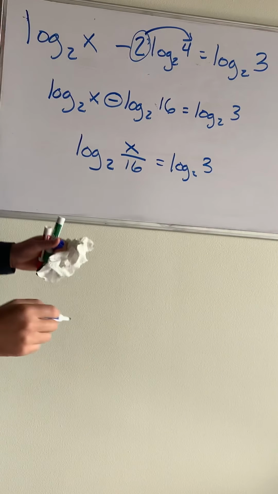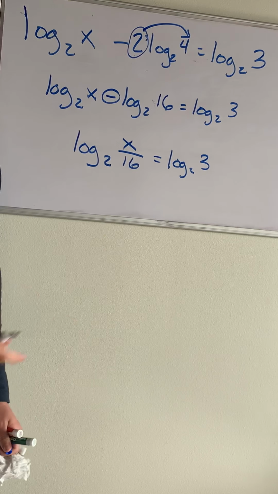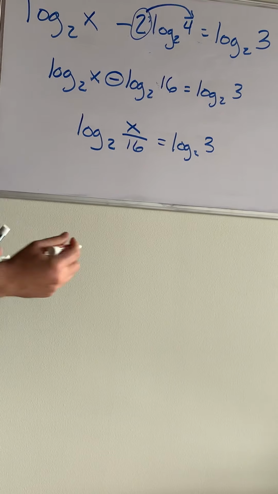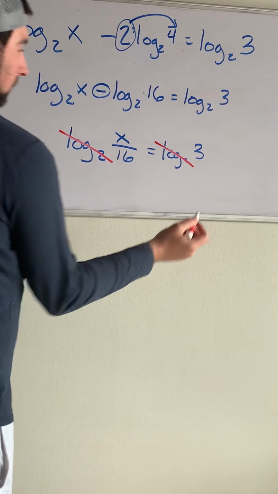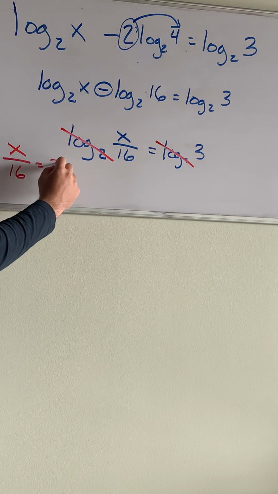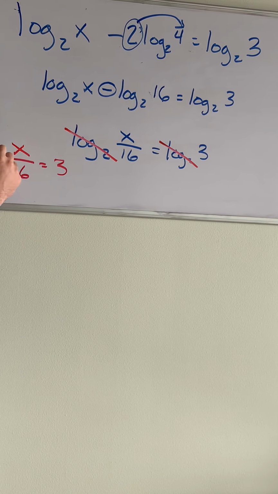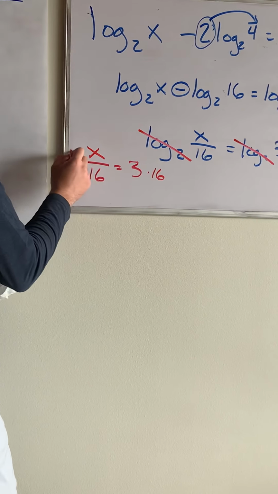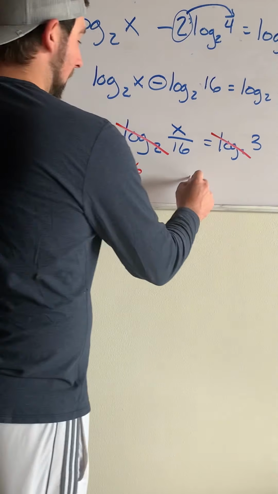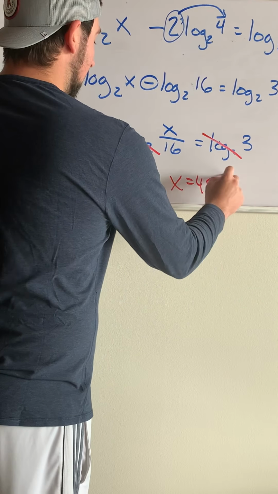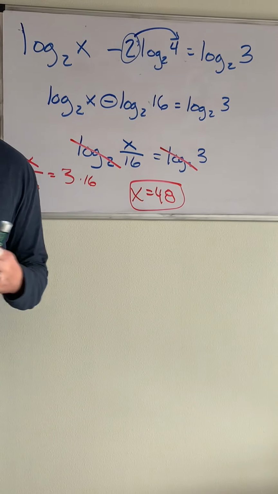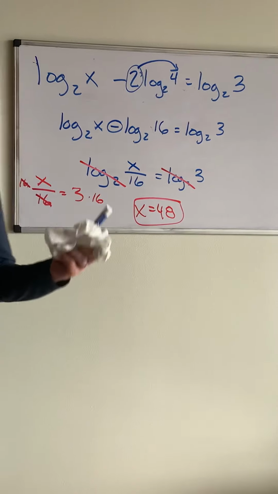Now that there's only one log base 2 on both sides, we can do exactly what we just did last problem, and we can go ahead and cancel those. So those cancel, leaving me with x over 16 equals 3. Multiply by 16, multiply by 16, those cancel. 16 times 3 is 48, so x equals 48. And that's more like the problems you'll see on your worksheet. You'll have about 6 of those, okay, that look just like that.